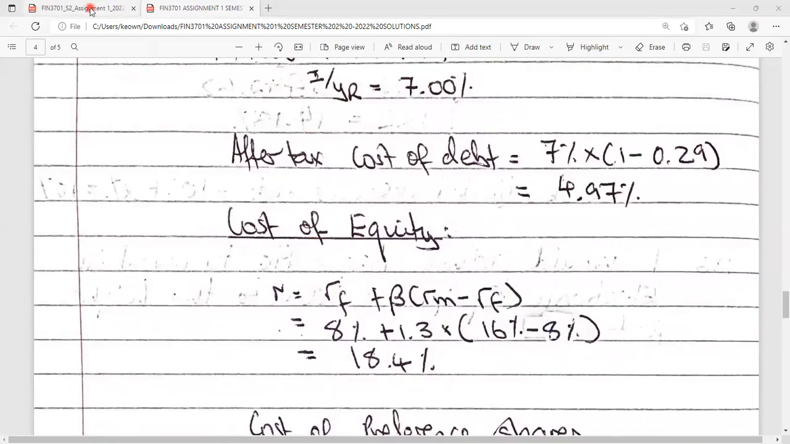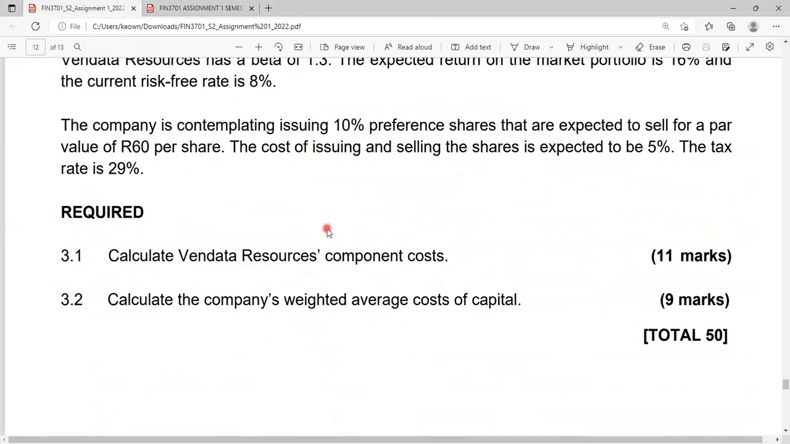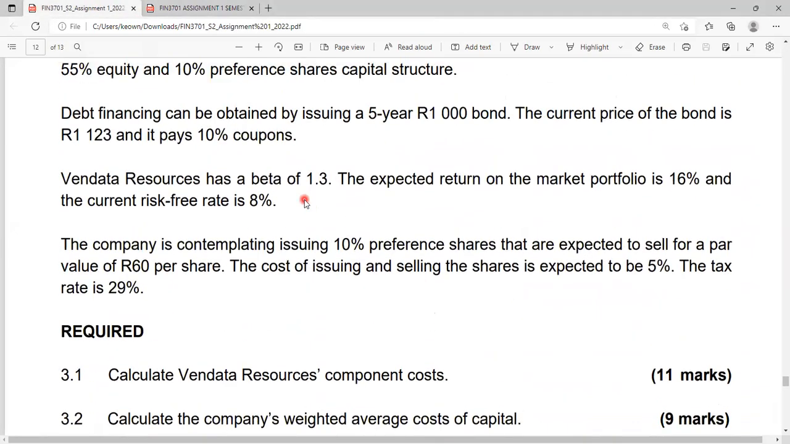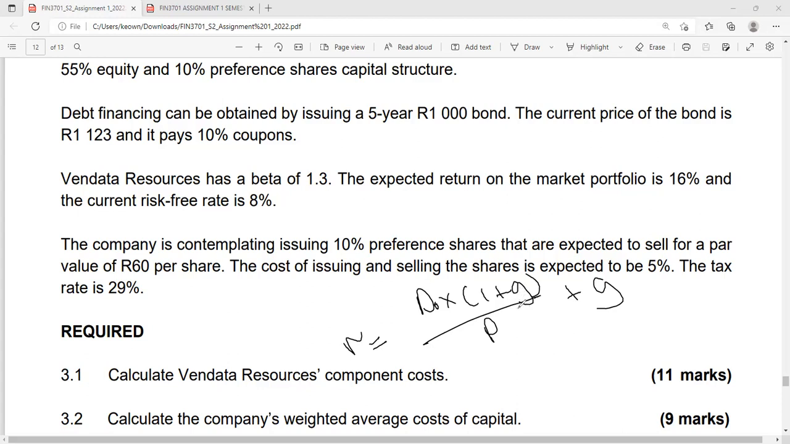Next is the cost of equity. Remember, we're asked to calculate the cost of debt, equity, and preference shares. With the cost of equity, there are two approaches. We can use the Gordon growth model. The Gordon growth model says we take the current dividend multiplied by one plus our growth rate, divided by our price, plus growth. This is one approach to calculating the cost of existing equity.